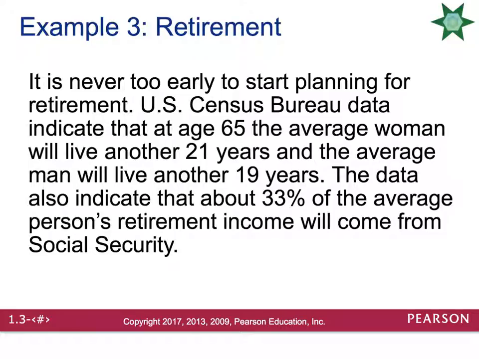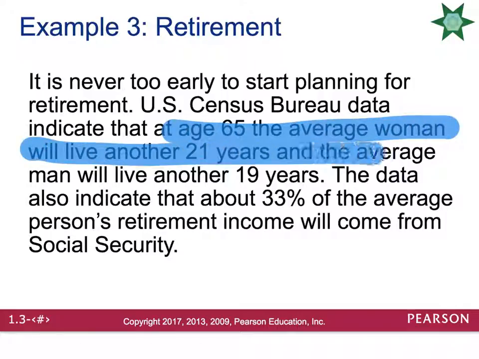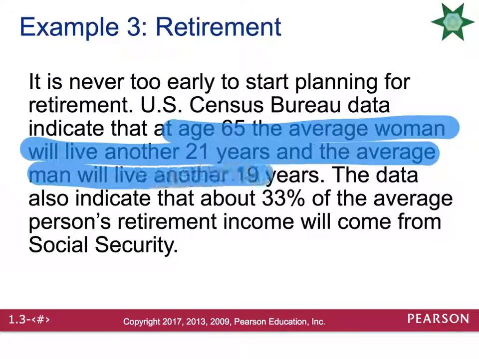Okay, our next example, we're talking about planning for retirement. So U.S. Census Bureau data indicates that at age 65, the average woman will live another 21 years, and the average man will live another 19 years. So once you reach age 65, as a woman, you can expect to live to about 86. As a man, you can expect to live to about 84.